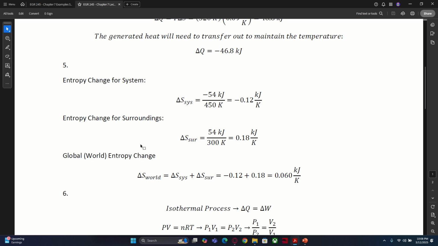So the global entropy change, or the world entropy change, is going to be the entropy change of the system plus the surroundings. So delta S of the world, or globally, will be negative 0.12 kilojoules per Kelvin plus positive 0.18 kilojoules per Kelvin, or overall 0.06 kilojoules per Kelvin.